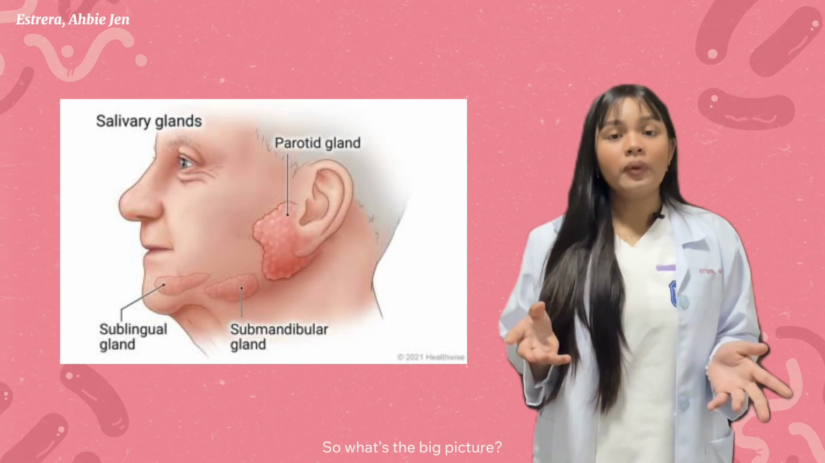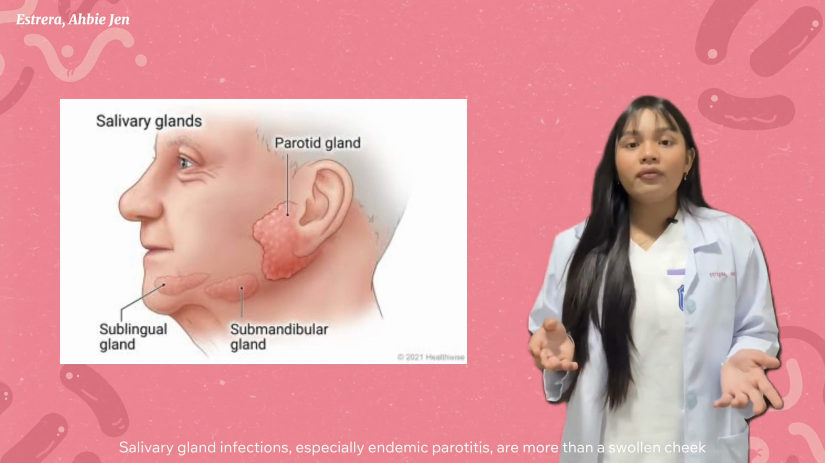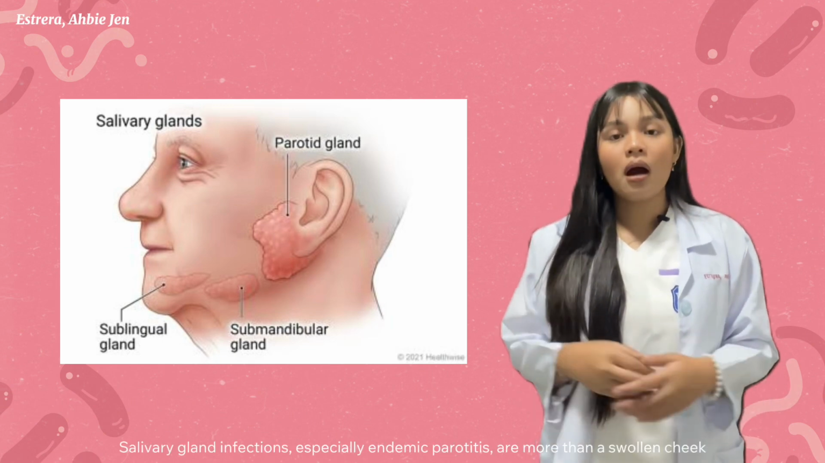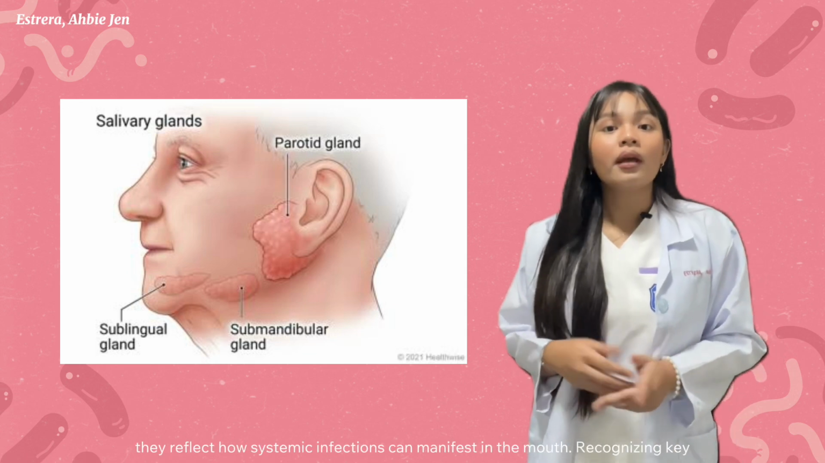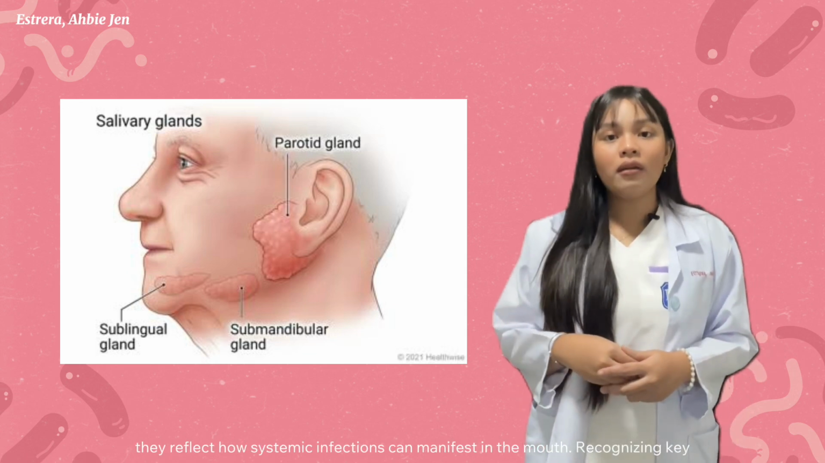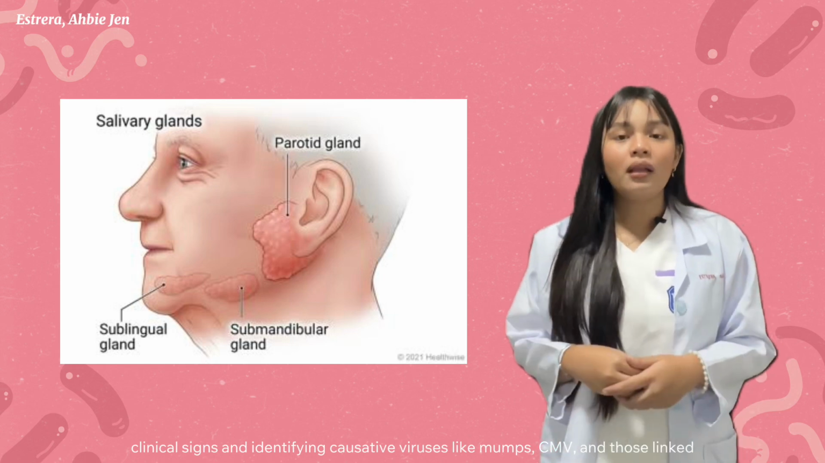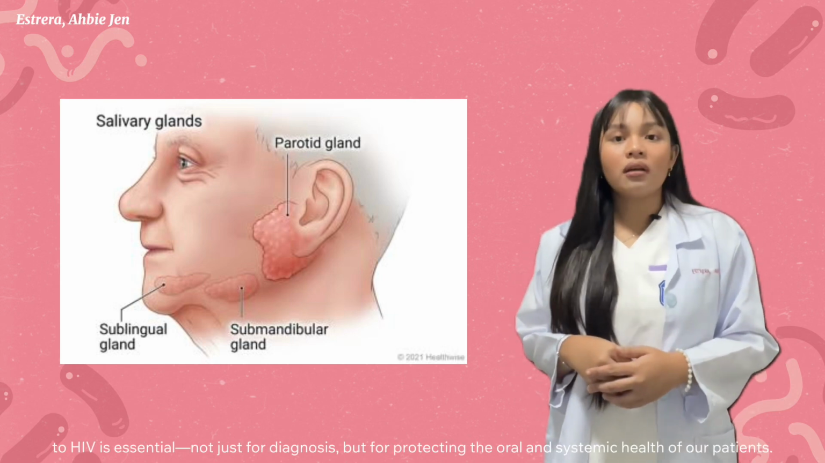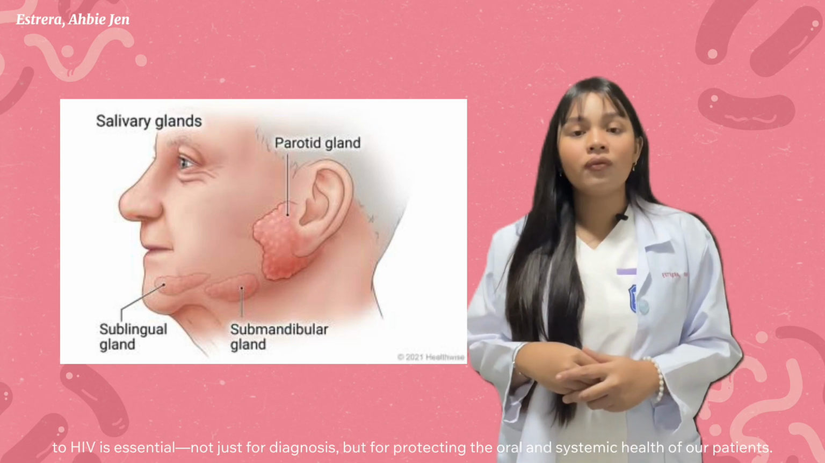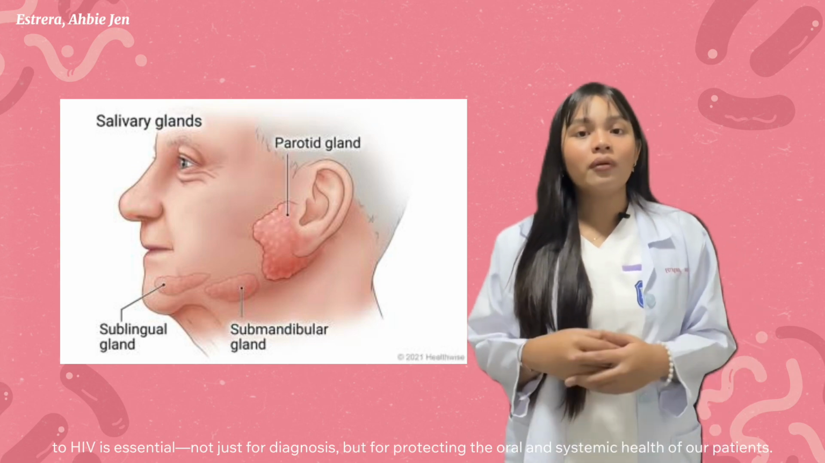So, what's the big picture? Salivary gland infections, especially endemic parotitis, are more than a swollen cheek. They reflect how systemic infections can manifest in the mouth. Recognizing clinical signs and identifying causative viruses like mumps, CMV, and those linked to HIV is essential, not just for diagnosis but for protecting the oral and systemic health of our patients.